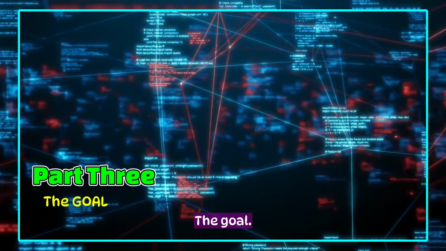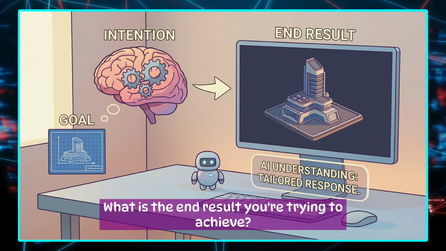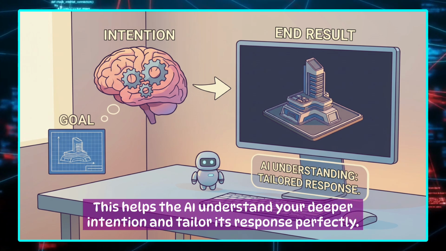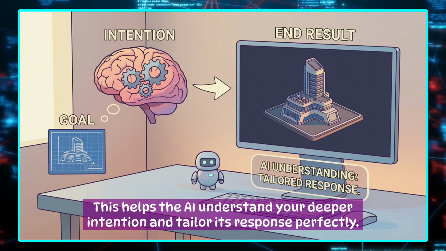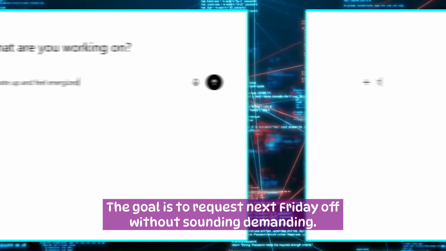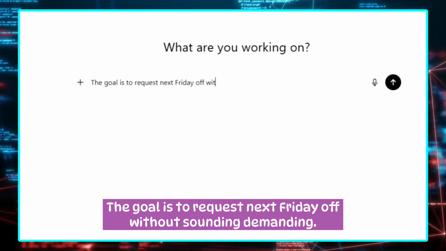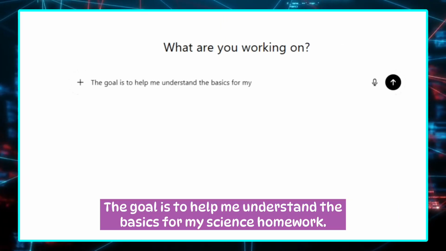Part 3. The goal. This is the why. Why are you asking for this task? What is the end result you're trying to achieve? This helps the AI understand your deeper intention and tailor its response perfectly. The goal is to get my heart rate up and feel energized. The goal is to request next Friday off without sounding demanding. The goal is to help me understand the basics for my science homework.